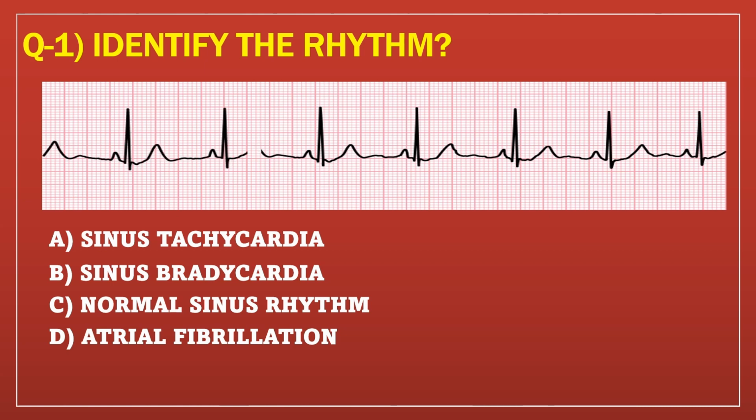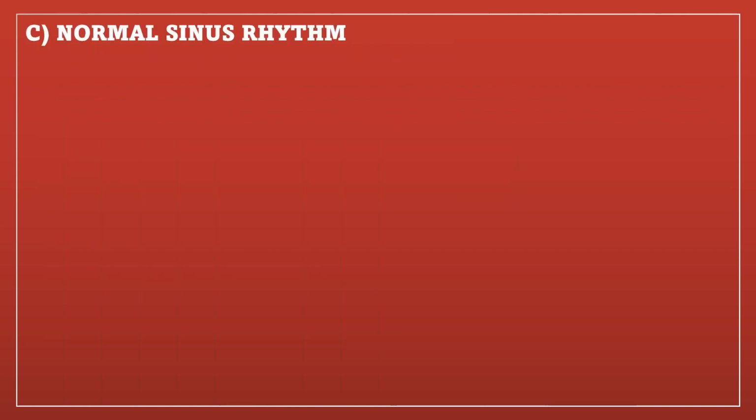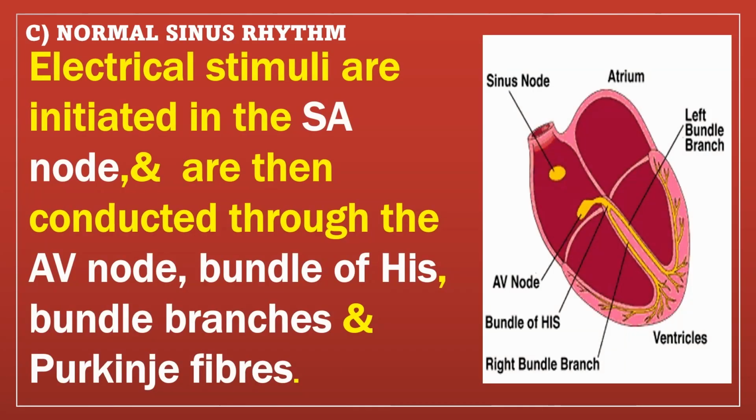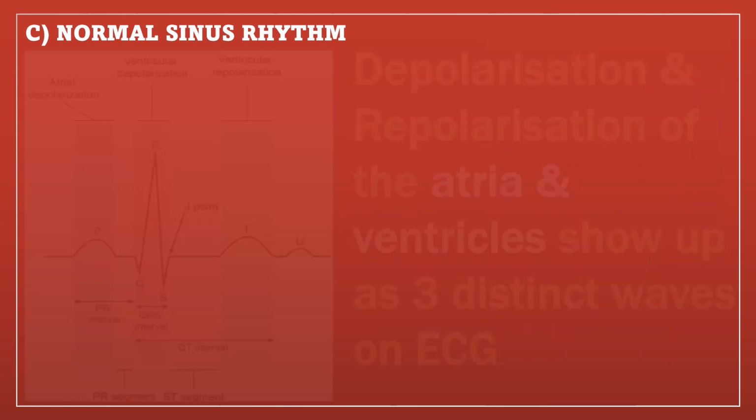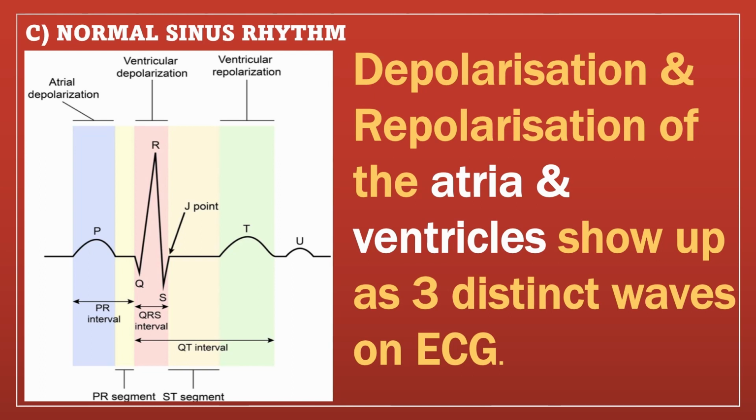And the correct answer is normal sinus rhythm. Sinus rhythm is the name given to the normal rhythm of the heart, where the impulses are started at the SA node, which then passes through the AV node, bundle of His, bundle branches, and then finally the Purkinje fibers. Depolarization and repolarization of the atria and ventricles are shown up as three distinct waves, that is, P wave, which denotes the atrial depolarization, QRS complex denotes the ventricular depolarization, and the T wave indicates the ventricular repolarization.